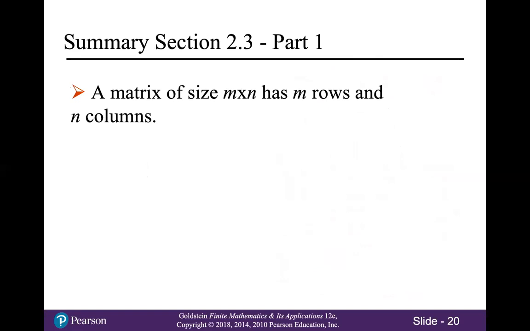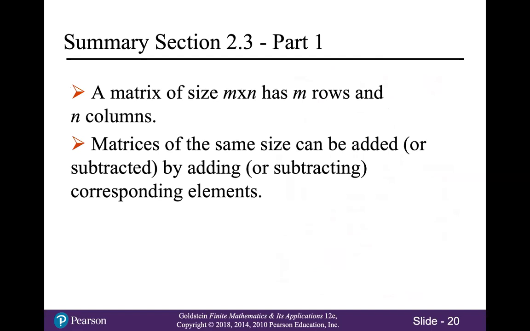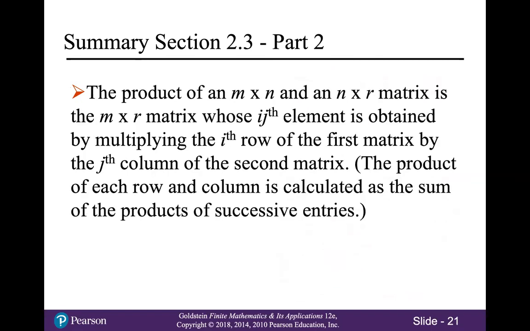A matrix of size m by n has m rows and n columns. Matrices of the same size can be added or subtracted by adding or subtracting corresponding elements. The product of an m by n and an n by r matrix, I don't know why they switched to r now, is the m by r matrix whose ijth element is obtained by multiplying the ith row of the first matrix by the jth column of the second matrix. The product of each row and column is calculated as the sum of the products of successive entries.